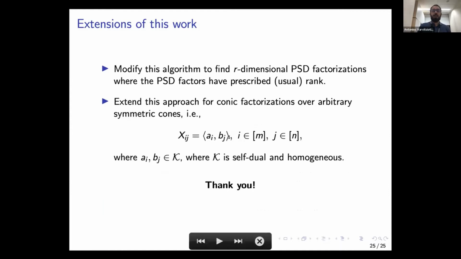Two things we are working on, and maybe I focus on the second one: we have been able to extend this to arbitrary symmetric cones. So if you are trying to find conic factorizations for symmetric cones, things work out, although now you have to go through all the Jordan algebra language. Okay, so that's all.